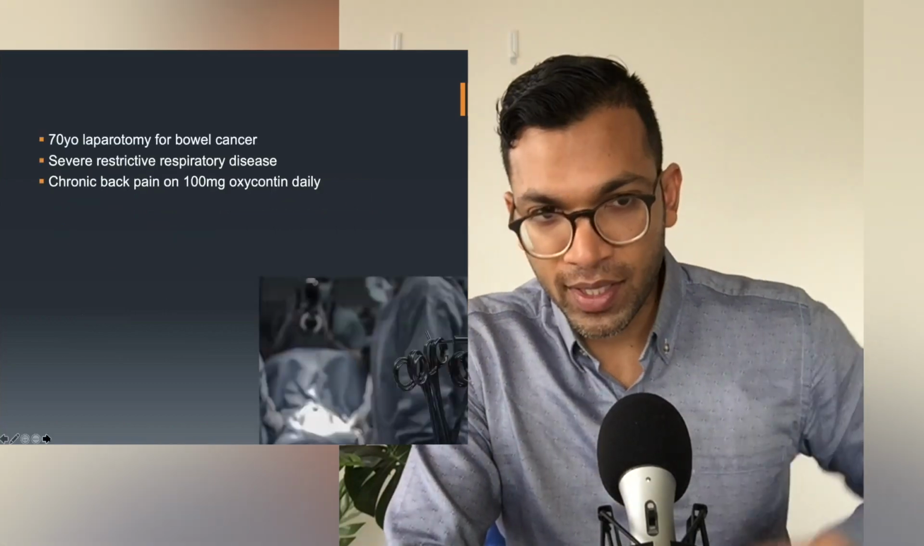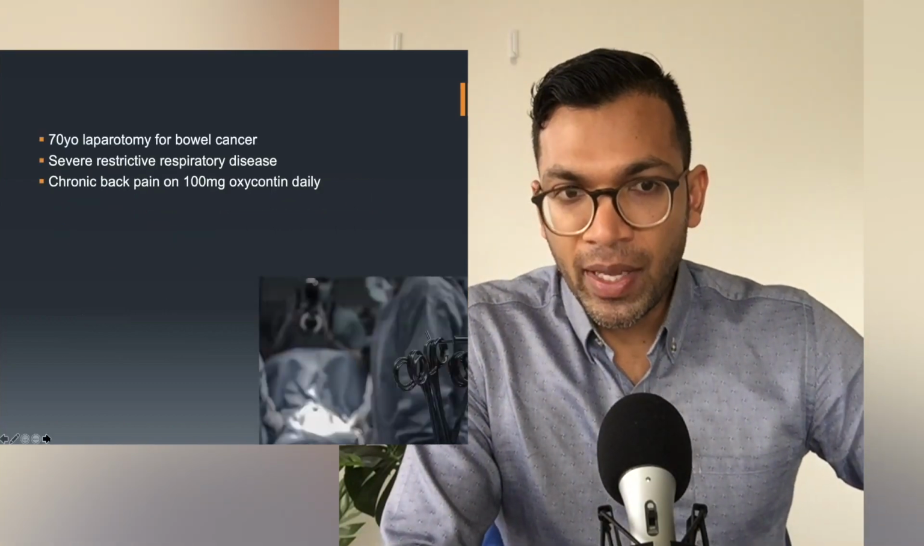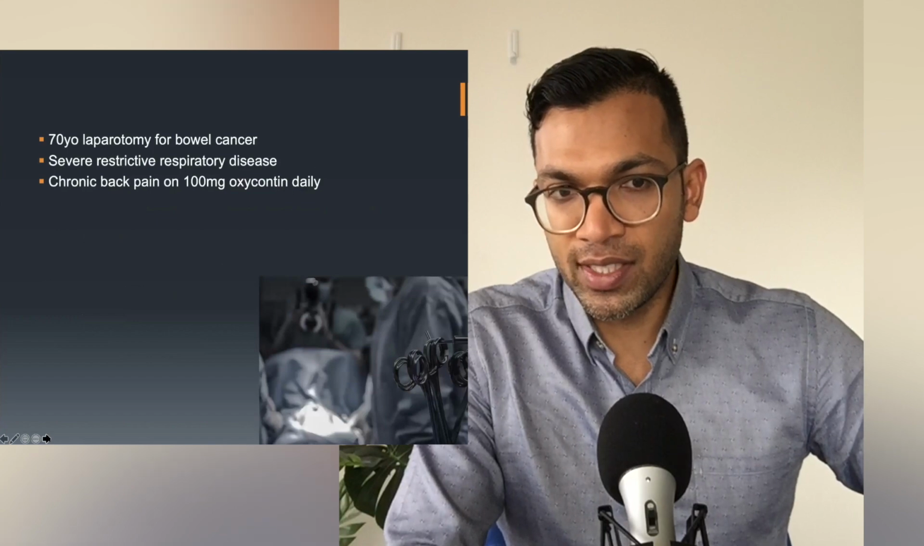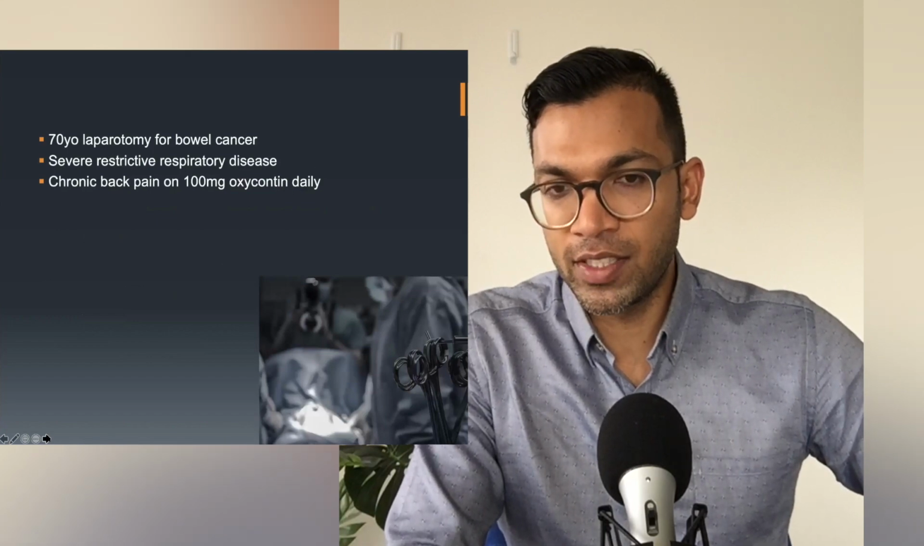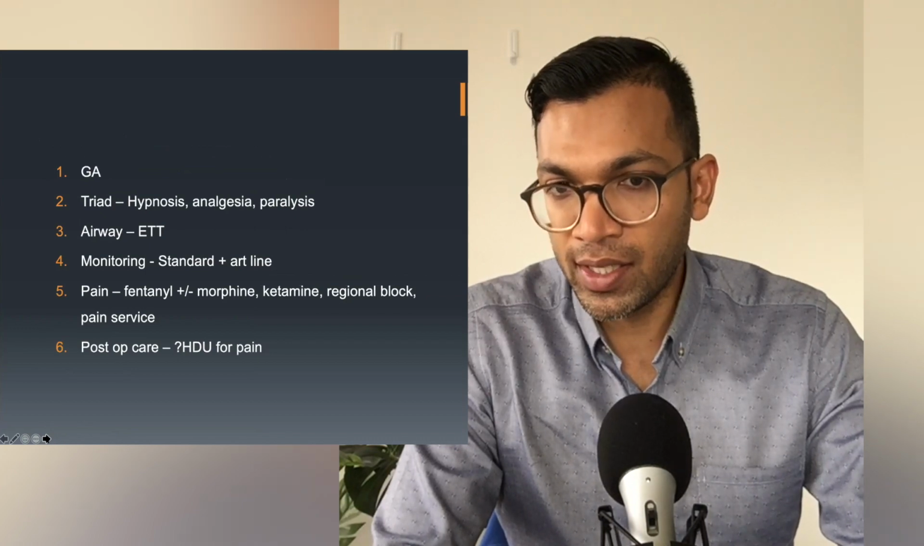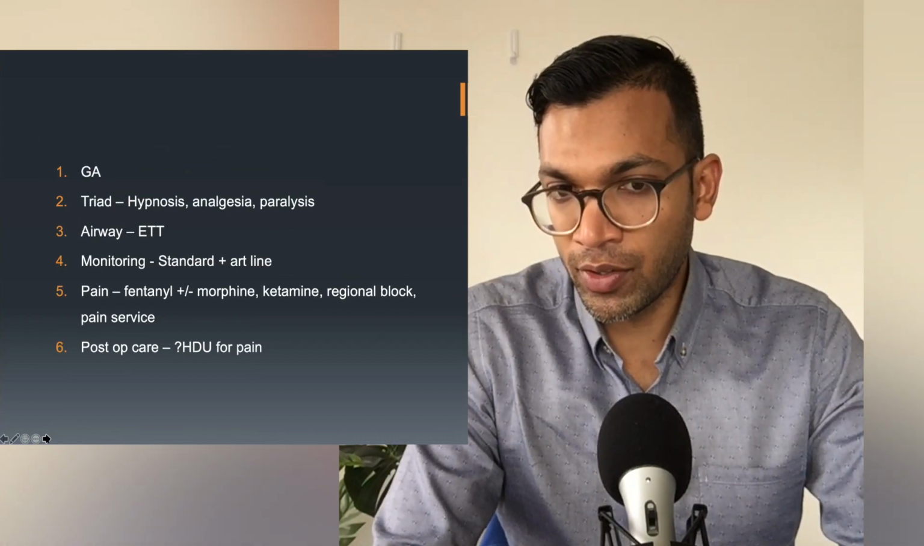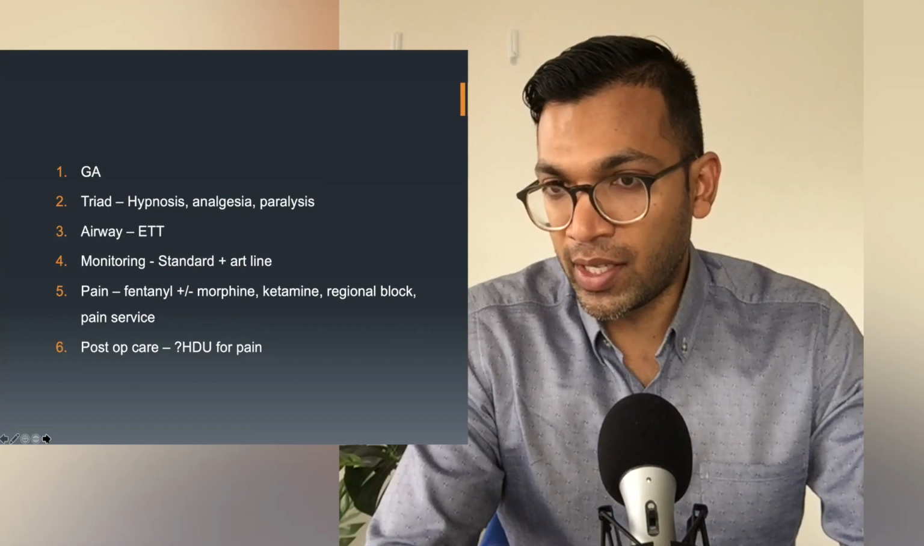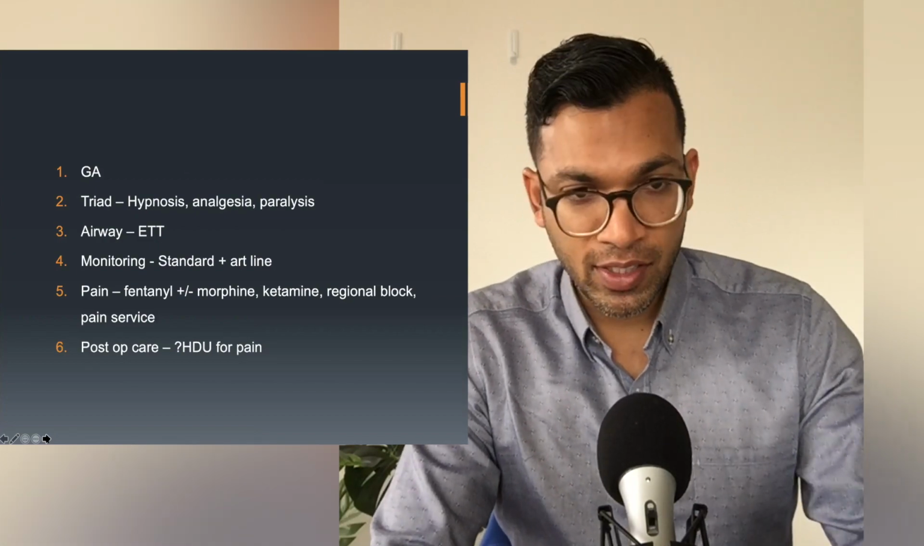Okay, getting a bit more complex now. 70-year-old laparotomy for bowel cancer, severe restrictive respiratory disease, chronic back pain on a whole bunch of OxyContin daily. General anesthetic for this case: hypnosis, analgesia, and paralysis for surgical reasons, but I also need paralysis because of the severe restrictive lung disease as well.